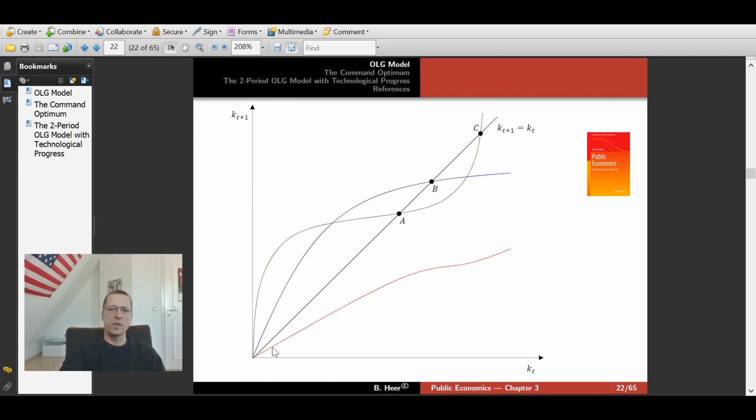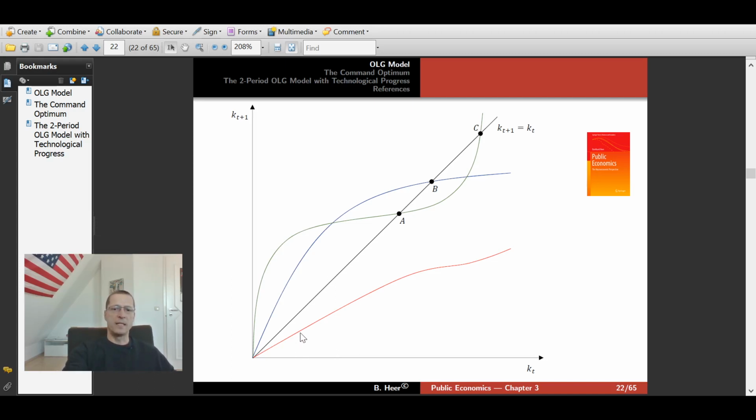We start with the red line. And in this case, if we start with any value K_0, the red line gives us K_1, the next period value. So in the next period, we have K_1 here. We just have to mirror it at the unit line. And this gives us K_2, again, as the value that we can read off from the red line.